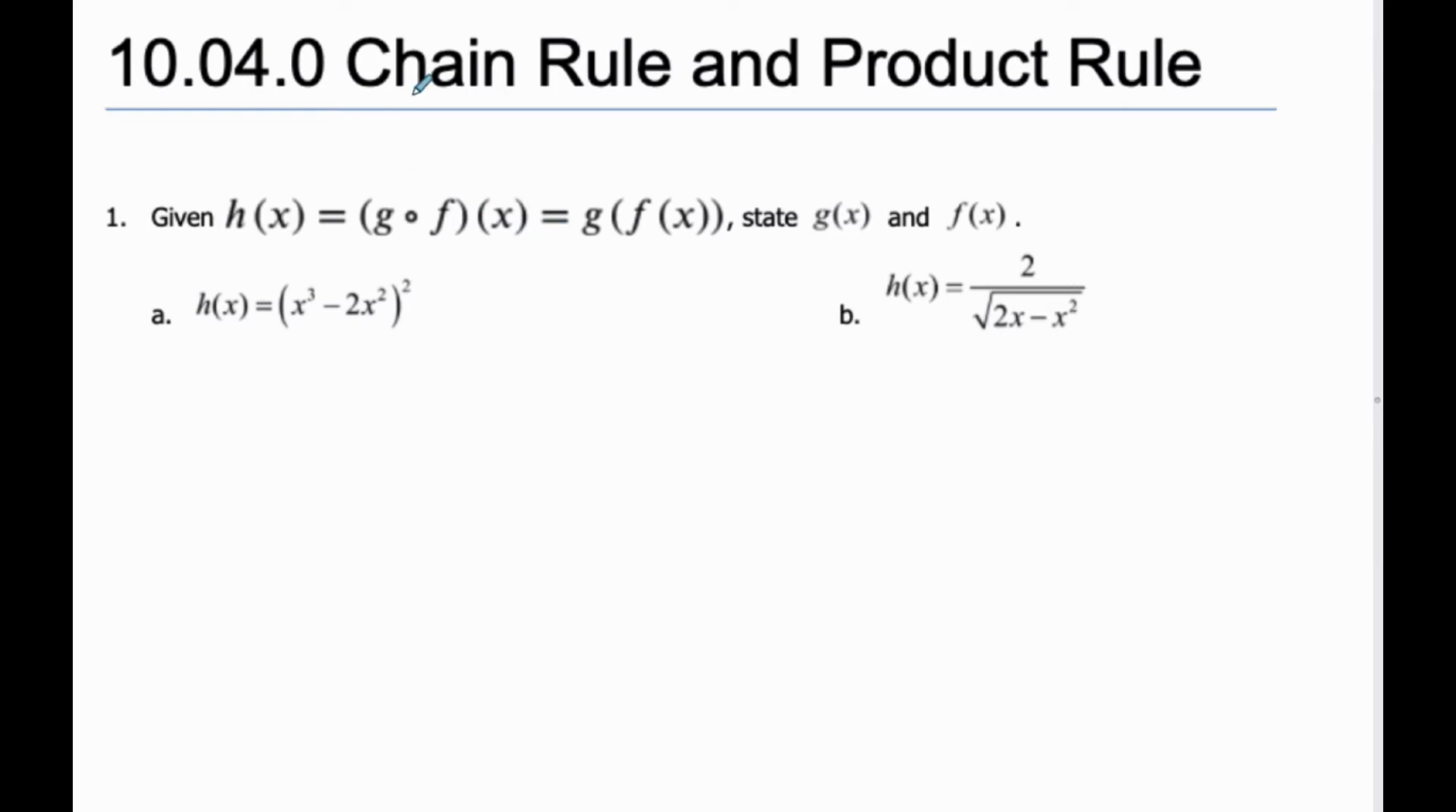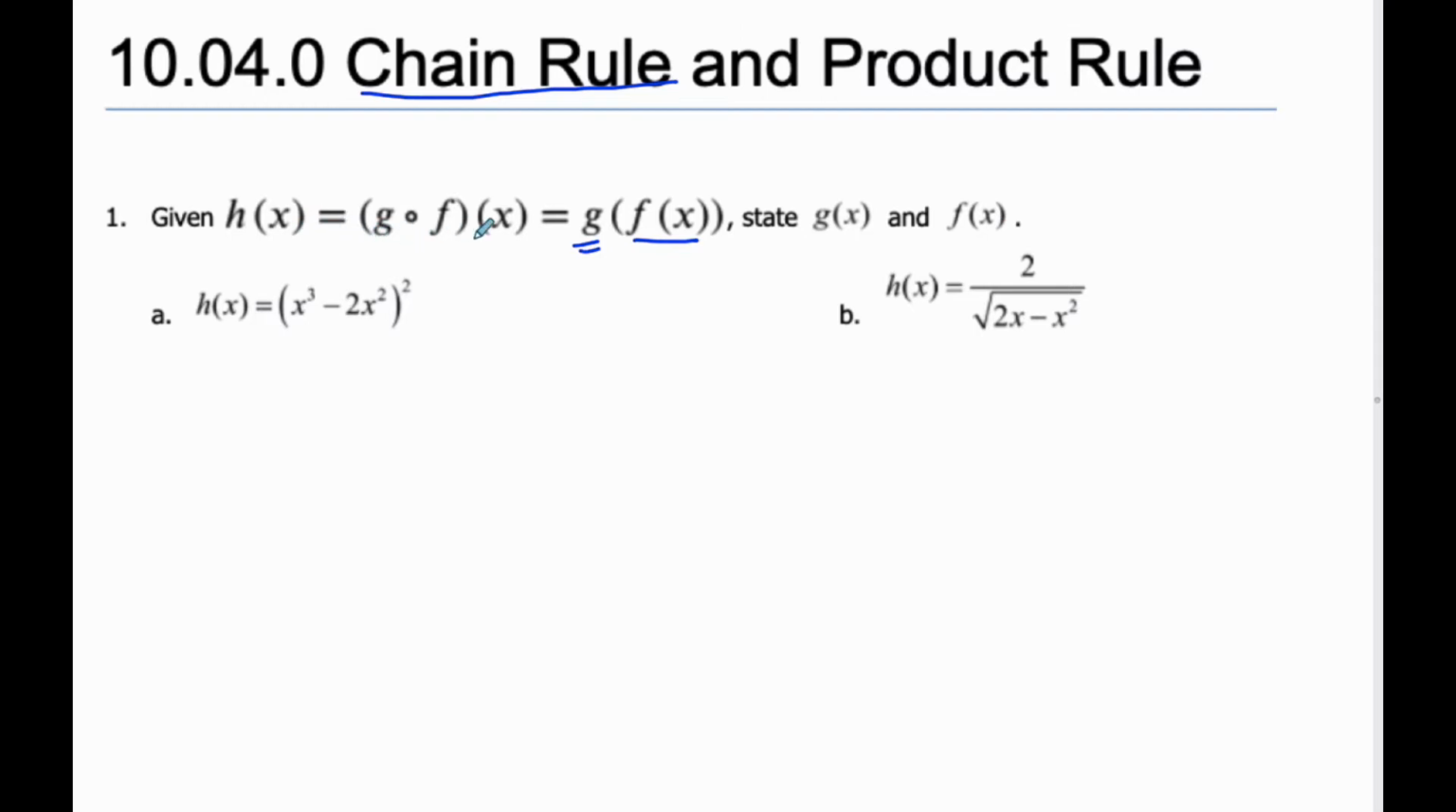So today we're going to talk about the chain rule and the product rule. And we're going to start off with the chain rule. The chain rule is all about composition of functions, with functions being inside other functions. So f of x is the inside function, and g of x is the outside function. I want to state g and I want to state f.